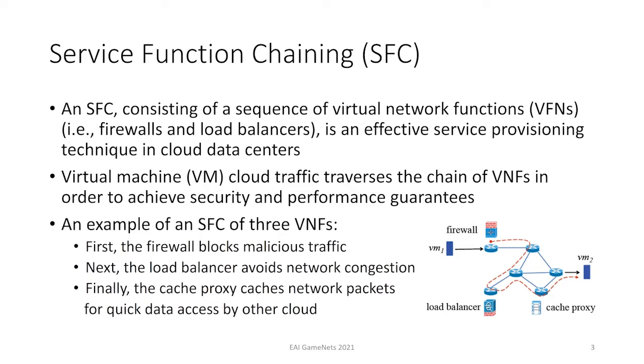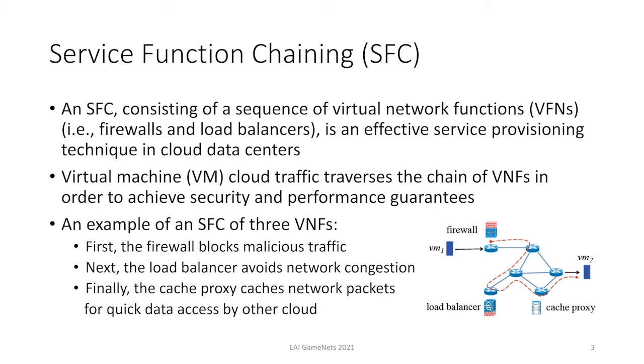One example of an SFC can be found in this picture on the bottom right. We have one starting VM, VM1, and one destination VM, VM2. There are three VNFs in this SFC. 1, the firewall that blocks malicious traffic. 2, the load balancer that helps to avoid network congestion. And 3, the cache proxy that caches network packets for quick data access by other clouds.